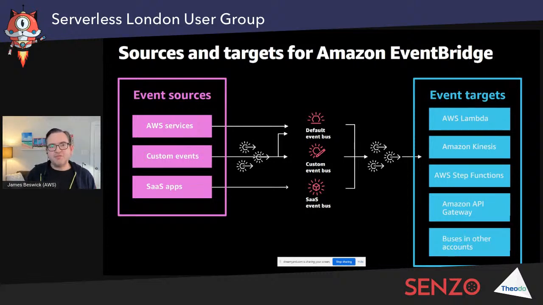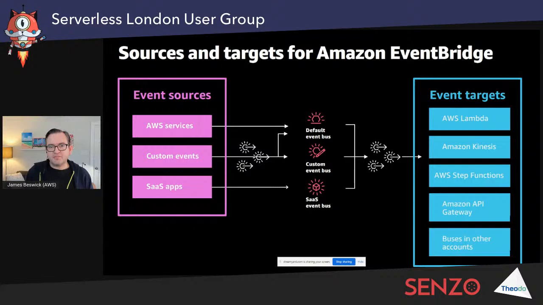And there are three types of event bus. There's a default event bus, which is always available in every account, where AWS events are routed to. There are custom event buses, which you can create for your own application use cases. And there are SaaS event buses, which are created when you configure SaaS application integrations.